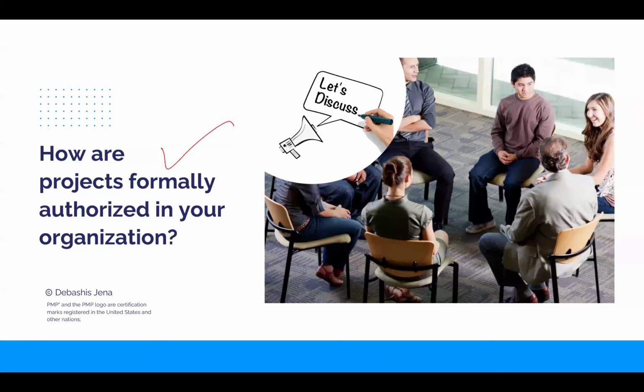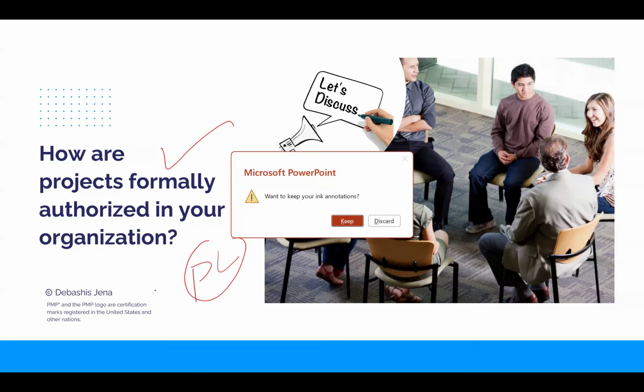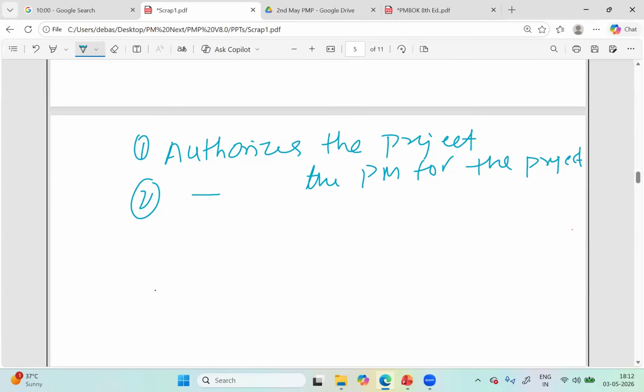So, charter authorizes the project is like the answer to this question: what is the formal way to authorize a project? Answer is by preparing a project charter. Okay. And the second point is related. Charter authorizes the project manager for the project.